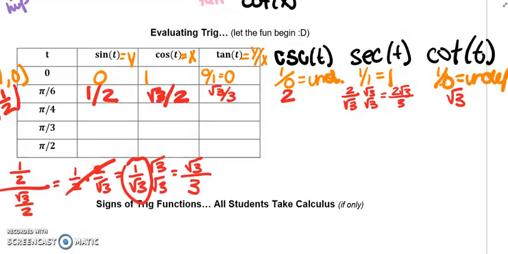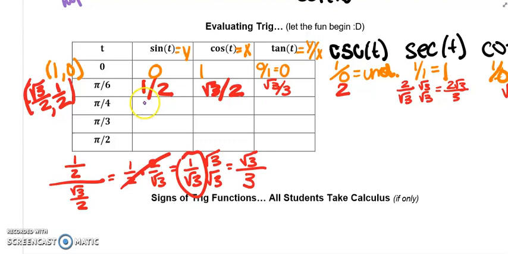Now let's do pi over 4. So if you remember from your unit circle, pi over 4 is the square root of 2 over 2, square root of 2 over 2. So that makes our cosine and sine very easy for us. What happens when I put the square root of 2 over 2 over the square root of 2 over 2?